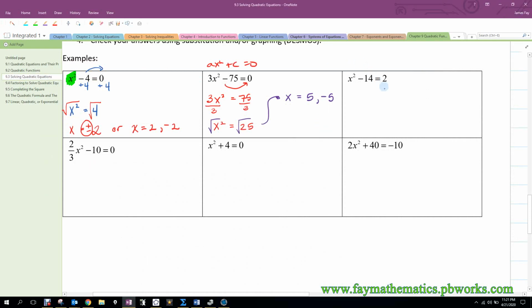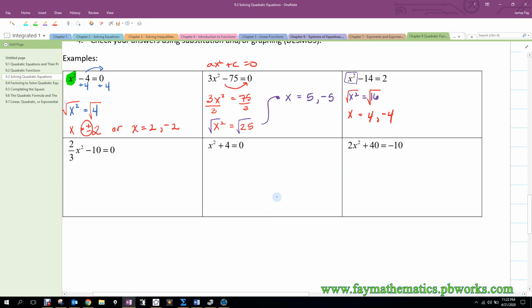All right, so let's work on this one. Okay, now in the first two we had 0 on the right-hand side, but it doesn't matter, it could be any number over on the right-hand side, like this one has a 2 over here. I still need to get that thing by itself. So add 14 to both sides. Excuse me, x squared is equal to 16. You're now going to take the square root of x squared, which gives you x. Square root of 16, we've already talked about this. The two numbers that multiply together to give me 16 are 4 or negative 4.